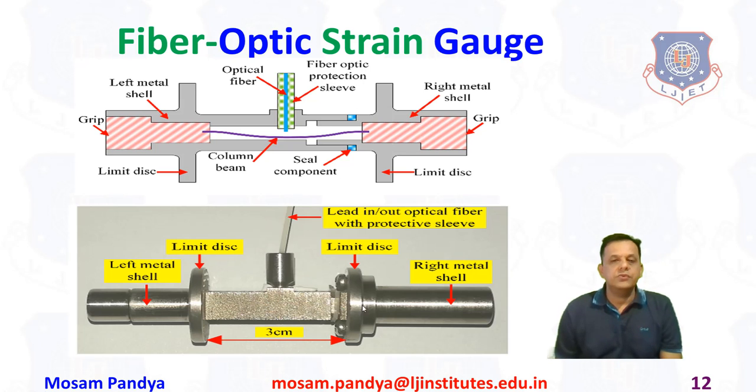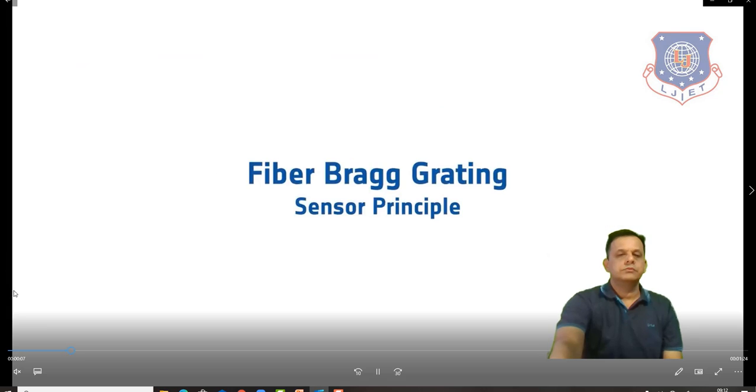These limit disc fixtures are there, and metal shell are there, and this is a very sensitive area, so it should have a very robust kind of cover. The protection is required, and within this the optical fiber is kept for the measurement. Now with this we will go with one more animation. We will try to understand how it actually works, FOS or FBG.